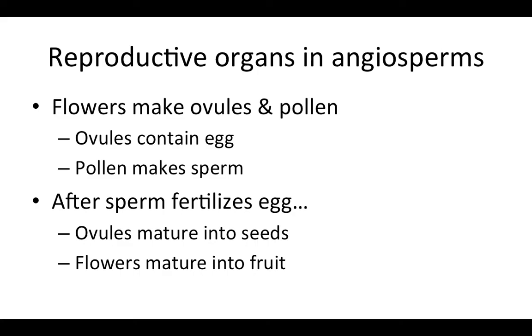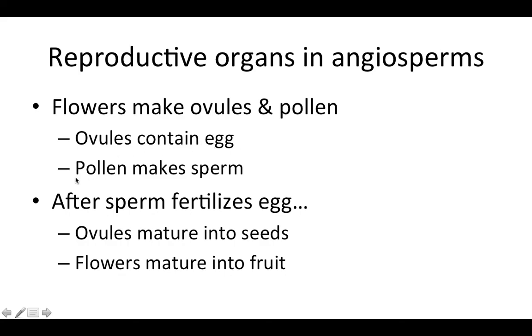So we will start with reproductive organs in the flowering plants or angiosperms. And the organ that is going to be most important here are the flowers. Flowers make both ovules and pollen. The ovule is a structure that we'll talk about more later in the semester, and we will specify now at least that the ovule always contains an egg.